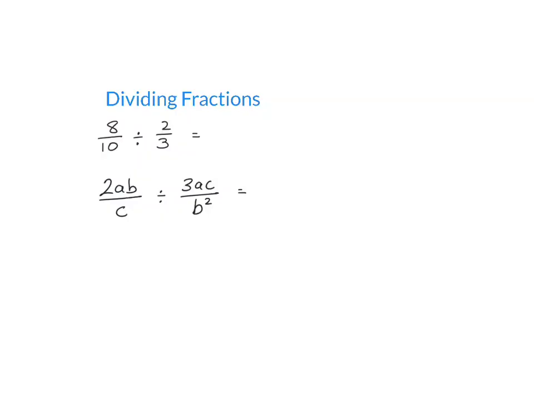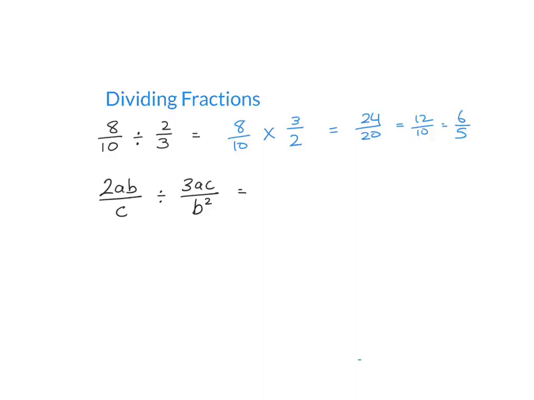Okay, when we're dividing fractions, you remember we keep the first fraction the same. So that's 8 over 10. Our dividing becomes a multiplying, and then we multiply it by the reciprocal. So that means we turn the fraction upside down. And so that would become 24 over 20, which is the same as 12 over 10, 6 over 5.